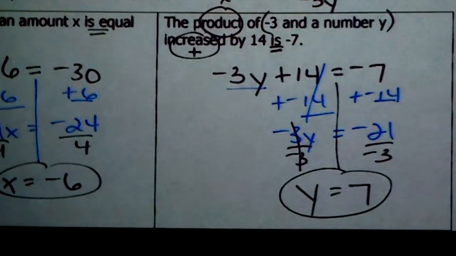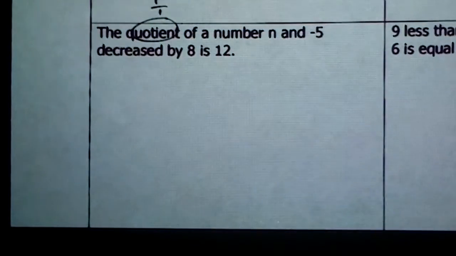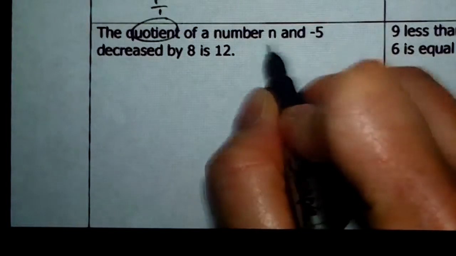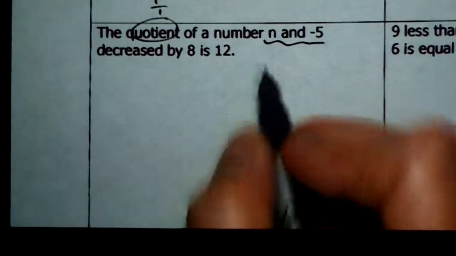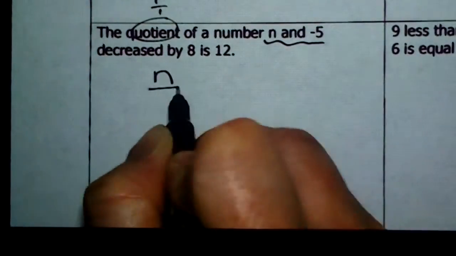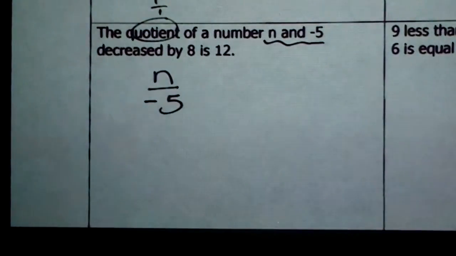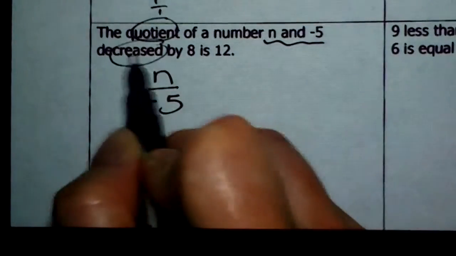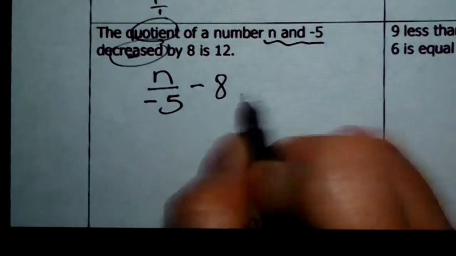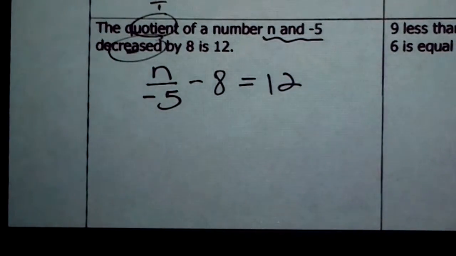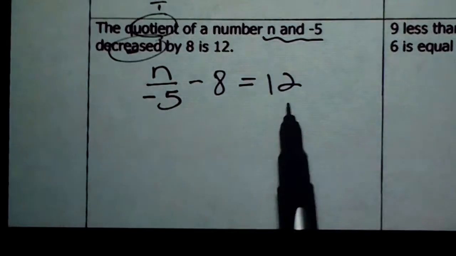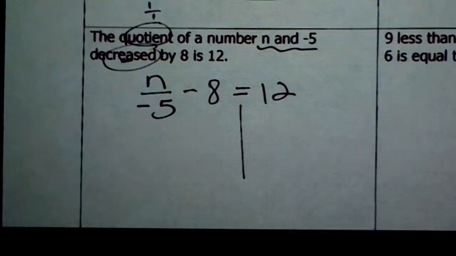All right, we're almost there. Next one. It says the quotient of. Quotient means division. The quotient of what? I want the quotient of a number n and negative 5. So the quotient of n and negative 5 is n divided by negative 5. And I want to decrease that. That means subtract. Decrease it by 8. And it is 12. So this would show the quotient of n and negative 5 being decreased by 8. It is 12. And now we need to solve it.